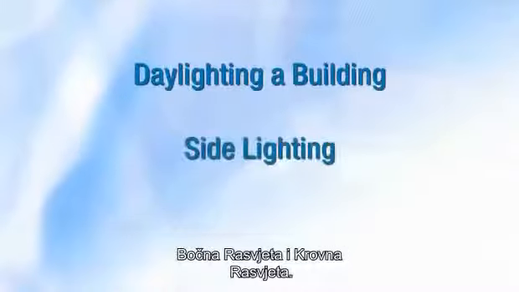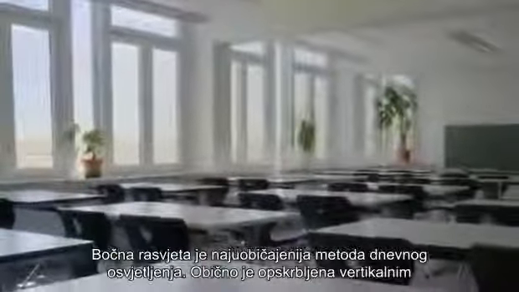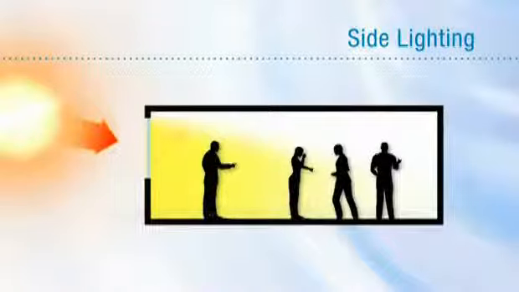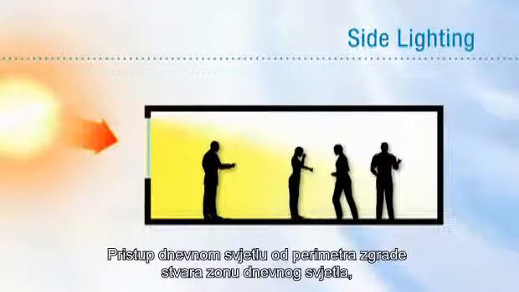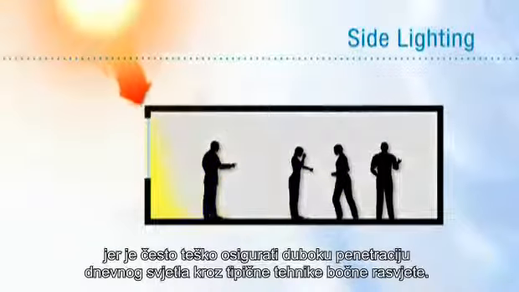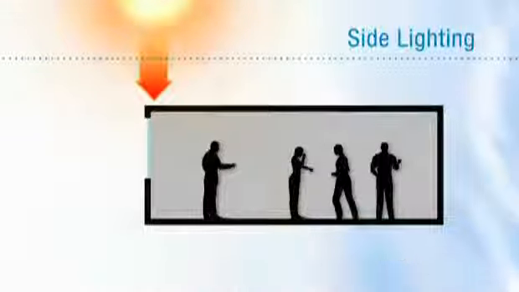There are two traditional approaches to daylighting a building: side lighting and top lighting. Side lighting is the most familiar method of daylighting, usually supplied by vertical glazing systems. It is characterized by these challenges. Daylight access from the building's perimeter creates a zone of daylight because it is often difficult to provide deep daylight penetration through typical side lighting techniques.